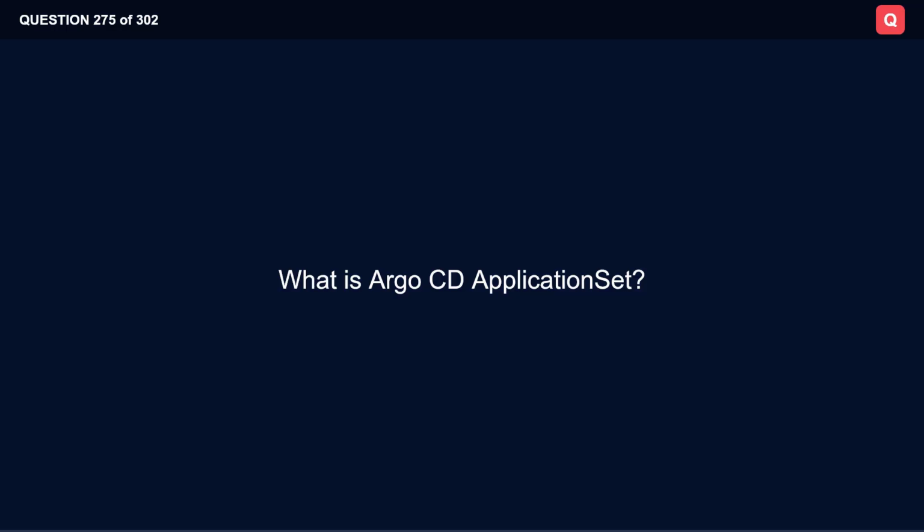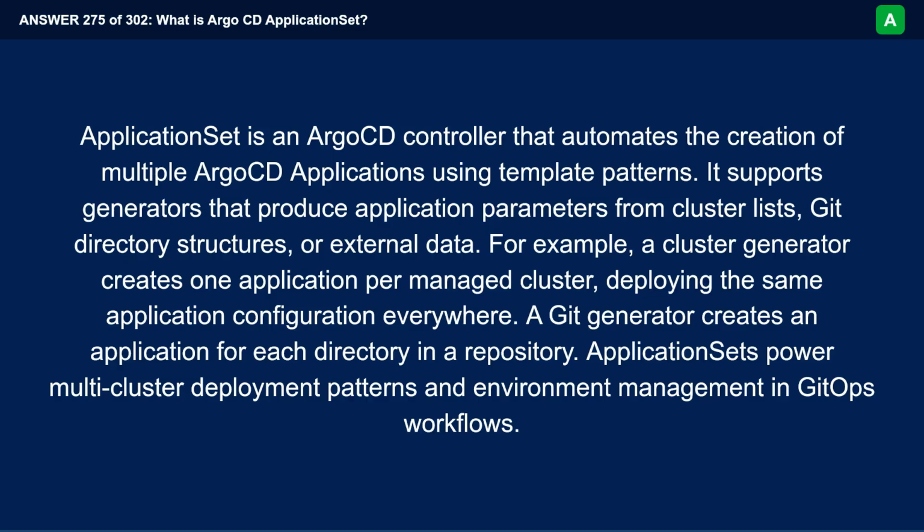What is Argo CD ApplicationSet? ApplicationSet is an Argo CD controller that automates the creation of multiple Argo CD applications using template patterns. It supports generators that produce application parameters from cluster lists, Git directory structures, or external data. For example, a cluster generator creates one application per managed cluster, deploying the same application configuration everywhere. A Git generator creates an application for each directory in a repository. ApplicationSets power multi-cluster deployment patterns and environment management in GitOps workflows.